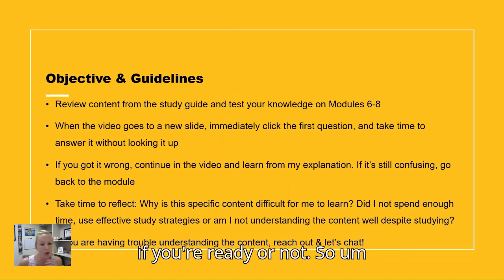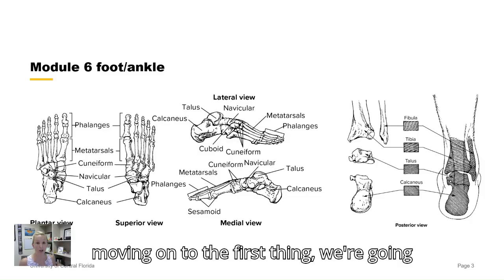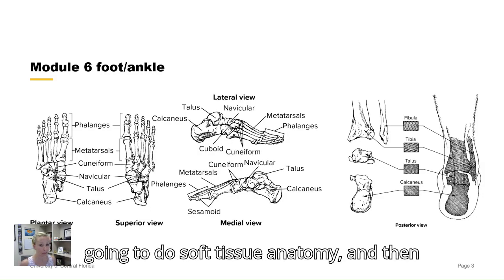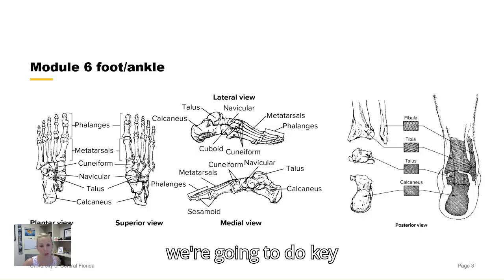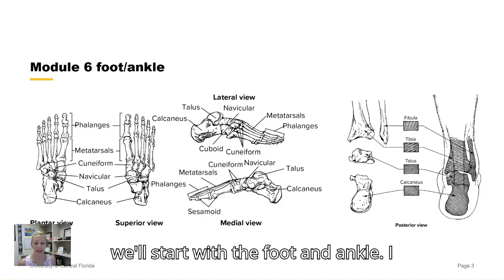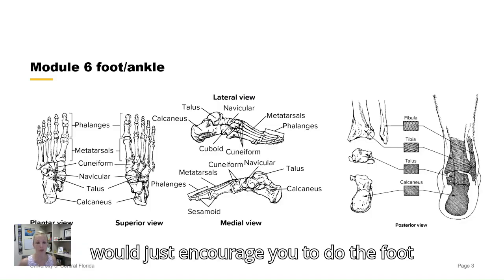So, moving on to the first thing, we're going to go over bony anatomy, and then we're going to do soft tissue anatomy, and then we're going to do key injury areas in each of those joints. So we'll start with the foot and ankle.